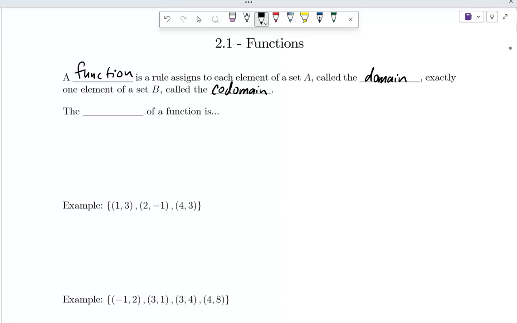So the stuff that you put in is called the domain. Okay? The inputs come from the domain. The codomain is just where your outputs live. Right? Or the set that happens to be. All right. There's a specific part of the codomain that we refer to as the range. The range of a function is the set of all possible outputs.